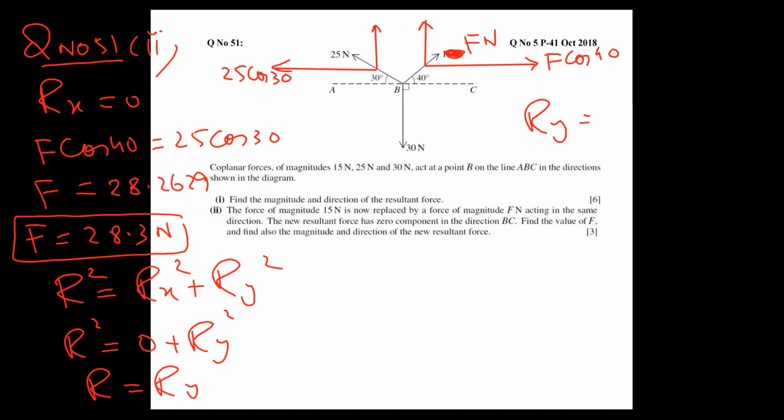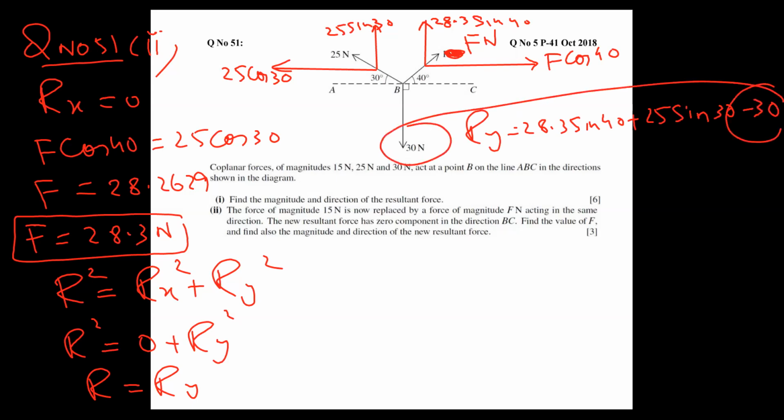F is this one. I can say the top is 28.3 sine 40. And this is what? 25 sine 30. Okay. And the addition of these two forces is this one, minus. Okay. So let's start. I can see here easily. So Ry is equal to 28.3 sine 40 plus 25 sine 30 minus 30. The minus 30 comes from here. Okay, so this will give me our y component. So let me find 28.3 into sine 40 plus 25 times sine 30, and minus 30.